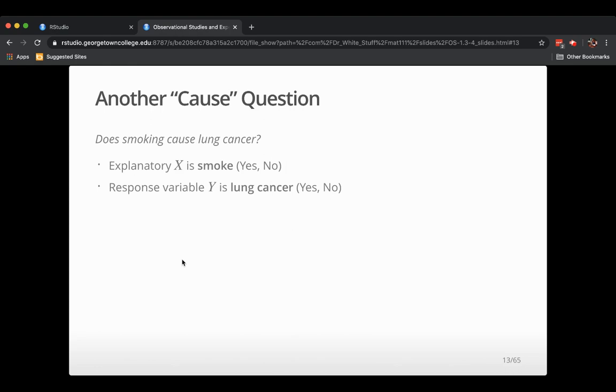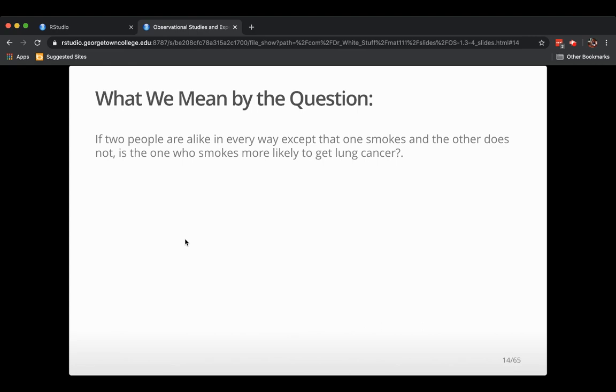So typically, cause questions can be broken down like this. There'll be at least one explanatory variable, and there'll be a response variable that you think is maybe caused by the explanatory variables. So thinking back to our rough definition of causation, the question, does smoking cause lung cancer, is really this question here. If two people are alike in every way, except that one of them smokes and the other does not, is the one who smokes more likely to get lung cancer?